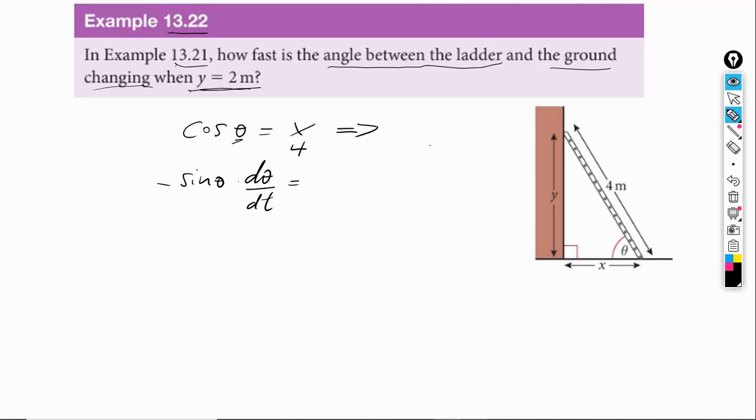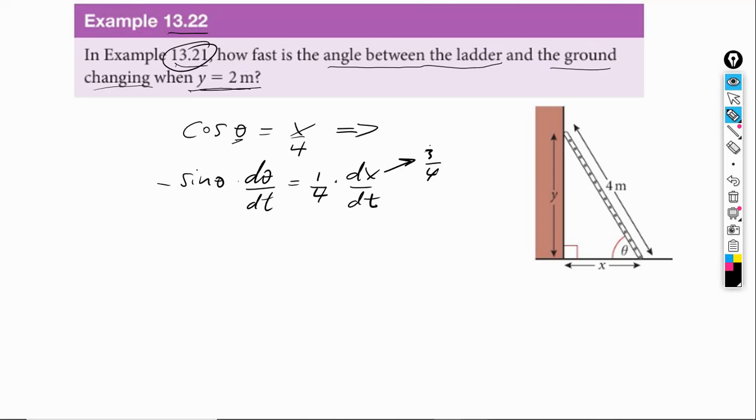And this equals 1/4, right? That would be the derivative of x over 4, because x over 4 is 1/4 x, times the derivative of the inside. So that would be the rate of change of x. Now, because they're talking about example 13.21, we already know what this rate of change is, because this rate of change is 3/4.